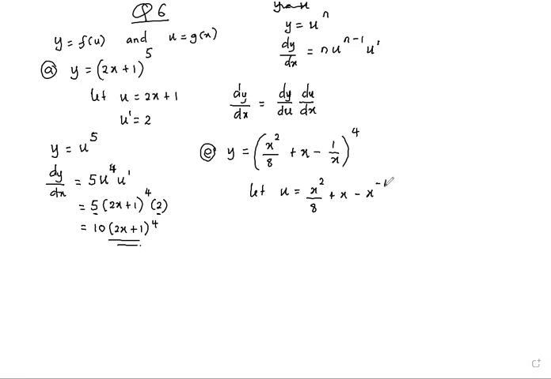And then differentiate u. So we get 2x over 8 plus 1 minus 1 x minus 2. So it becomes x over 4, when we divide 2 over 8 there, and then plus 1 plus x to the power minus 2.